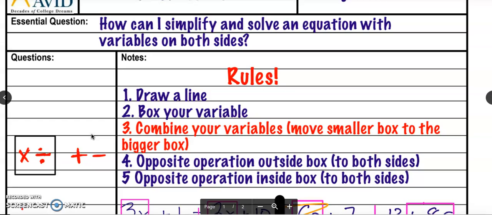So we're going to do the opposite operation outside the box to both sides and the opposite operation inside the box to both sides. So that is just like a 7th grade equation. So basically what we're trying to do is simplify it and work our way back to solving a 7th grade equation, so that way we already know the steps: opposite outside the box, opposite inside the box. So the only thing new for 8th grade is combining our variables. So I'm going to work through some examples to show you what it looks like.